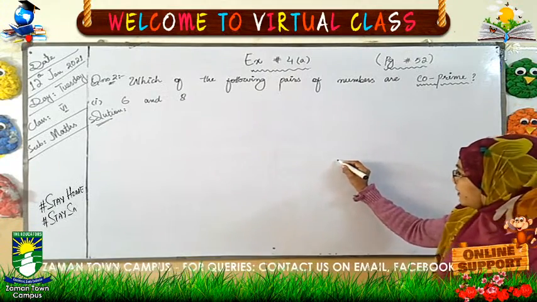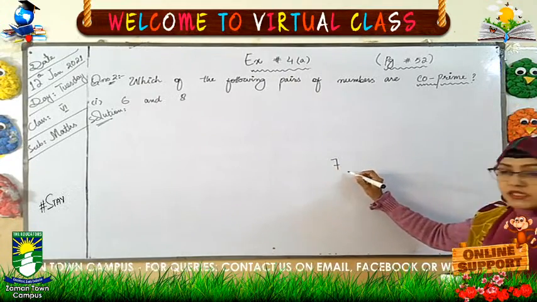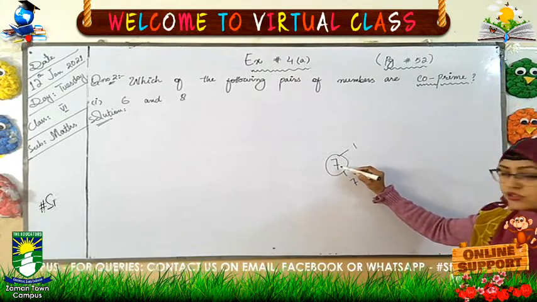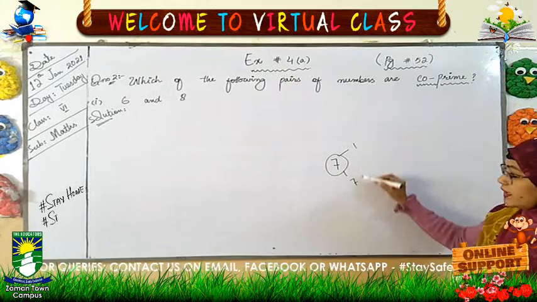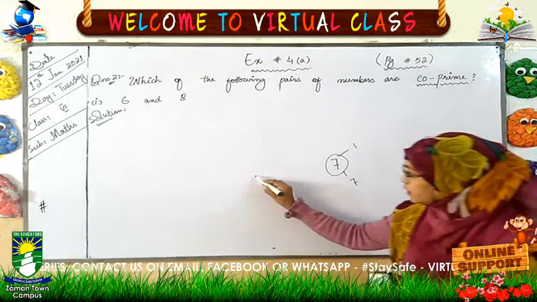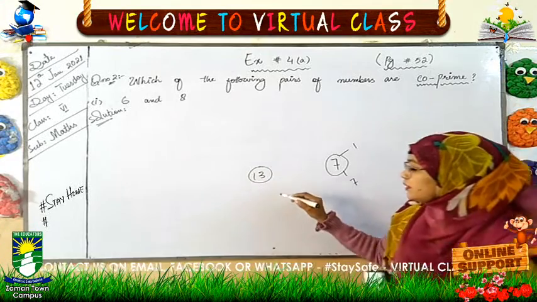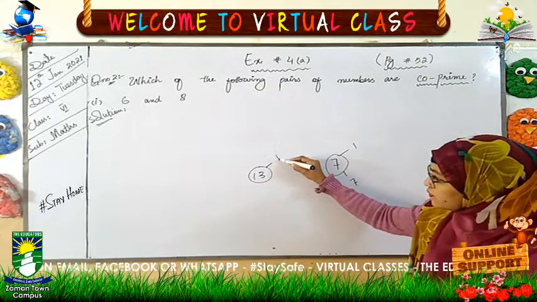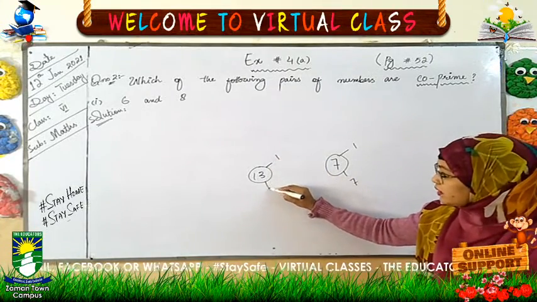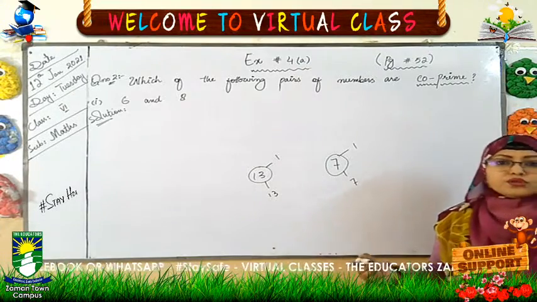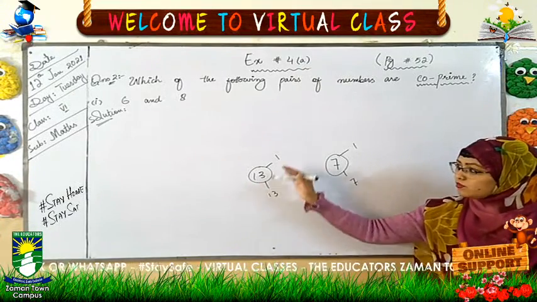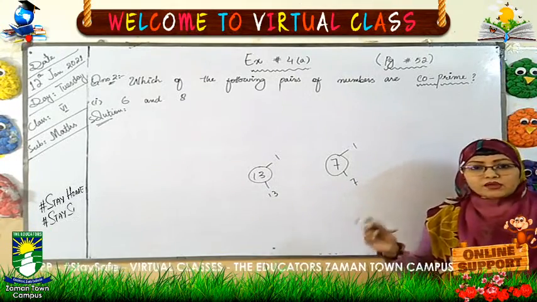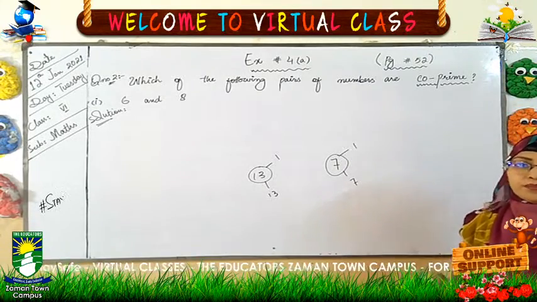For example, if I take 7, 7 is divisible by only 1 and 7. It means 7 has just two factors: 1 and the number itself. Same as 13. How many numbers can we use to divide 13? We can use just 1, because 13 ones are 13. So only two numbers can divide 13, the 1 and the number itself. All the numbers which are divisible by only 1 and the number itself are known as prime numbers.